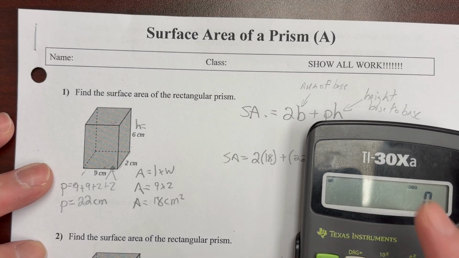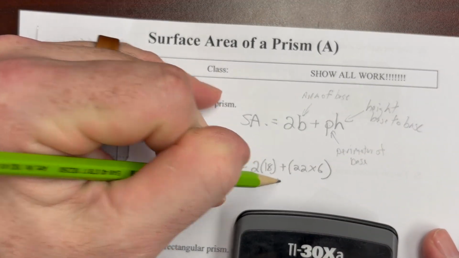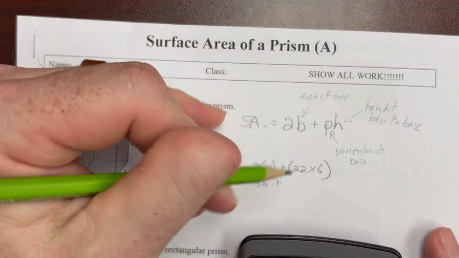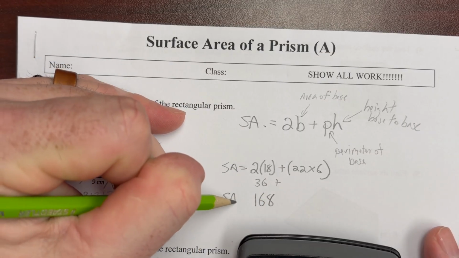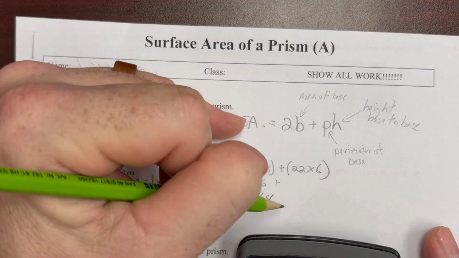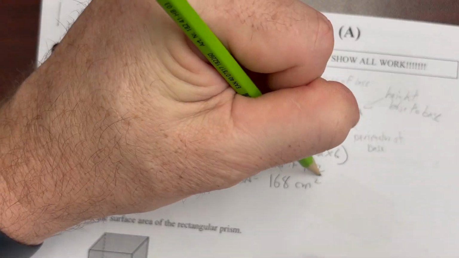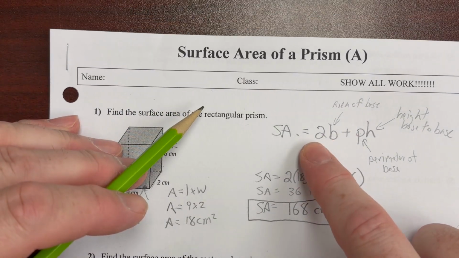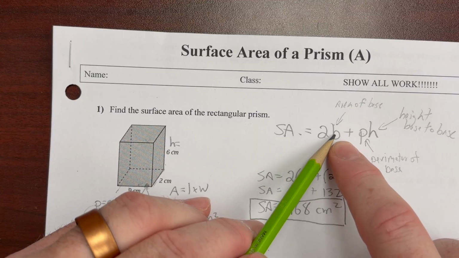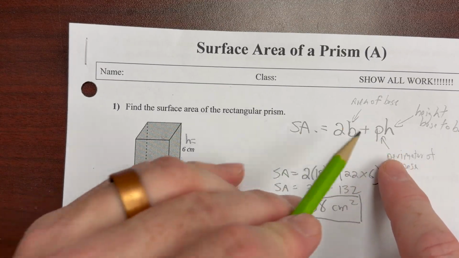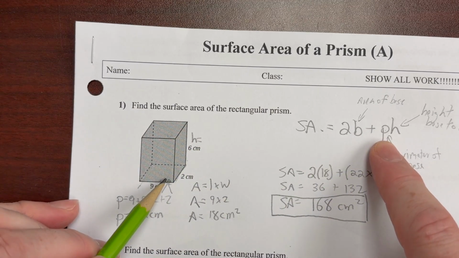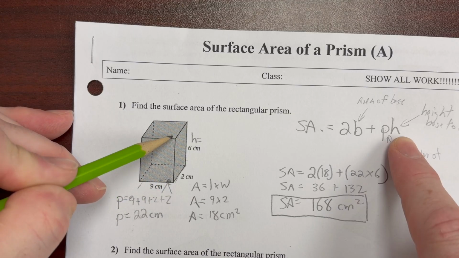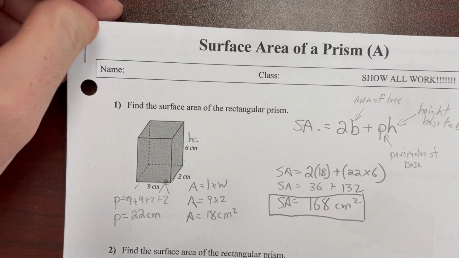Put that in my calculator. 2 times 18 is 36. 22 times 6, plus that 36, is 168 centimeters squared. There is our surface area of that right rectangular prism. Again, we're going to use this formula every time: 2 times the area of the base plus the perimeter of that same base multiplied by the height, which is the distance from the same base to its opposite face. So that's with a rectangular prism.